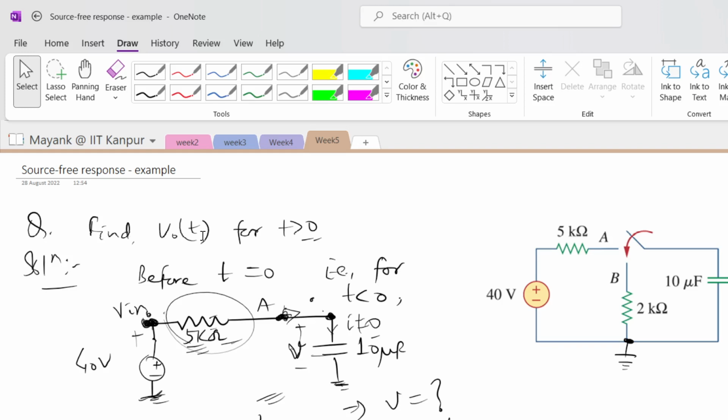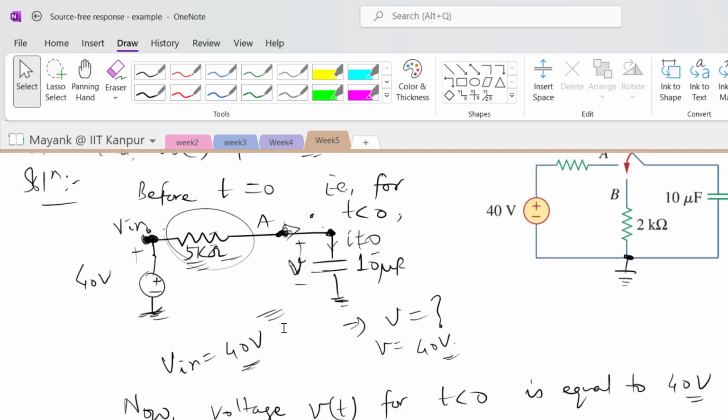So find V naught t. This is V naught. This is not V naught, this is V. So this voltage here, find this voltage for time t greater than 0. Fine. The question is clear now, right?